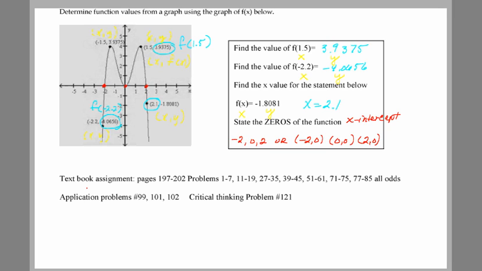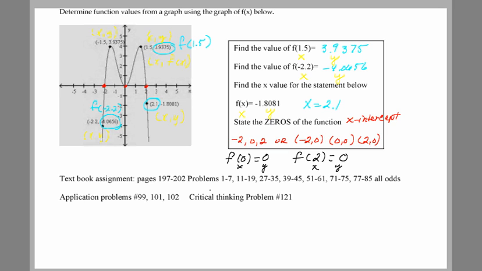What if I asked you this? Let me just throw in an extra little thing. What if I wanted you to find f of 0 for this function? You would go to the graph, find where the x value is 0, which is there, and what's the ordered pair? Well, that's the ordered pair 0, 0. When x is 0, y is 0. What if I wanted you to find f of 2? Go to the graph, find the x value of 2, and see what the ordered pair is. Well, that's 2 comma 0, so the y value is 0.